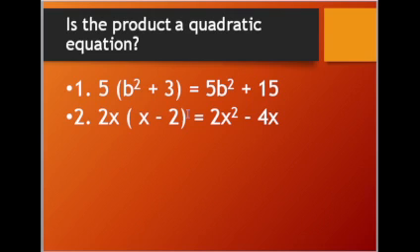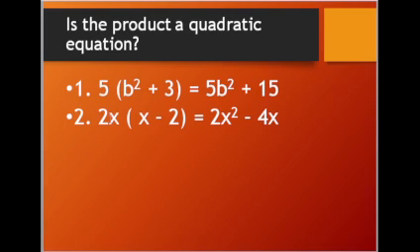Now, is the product a quadratic equation? Okay, number 1, we have 5 times b squared plus 3. Monomial times binomial. So we need to apply the distributive property here. And we need to distribute 5 to b squared plus 3. So 5 times b squared is equal to 5b squared, and 5 times positive 3 is positive 15. So the product is 5b squared plus 15. This is a quadratic equation because the highest exponent of b is 2.